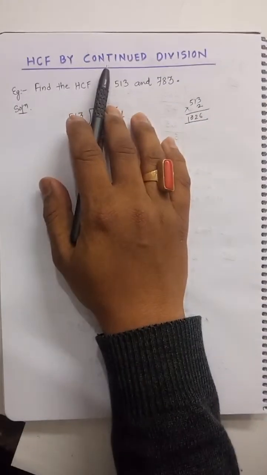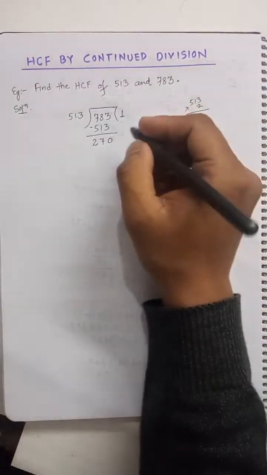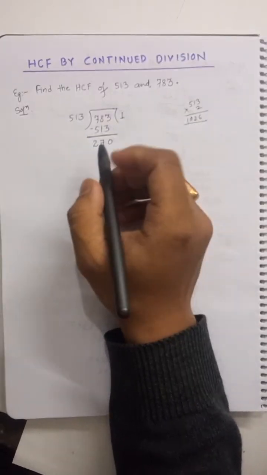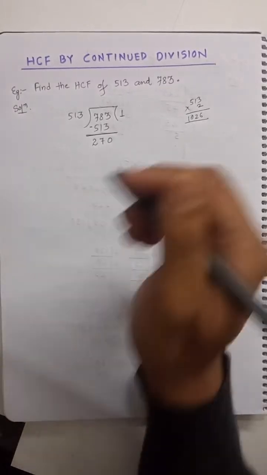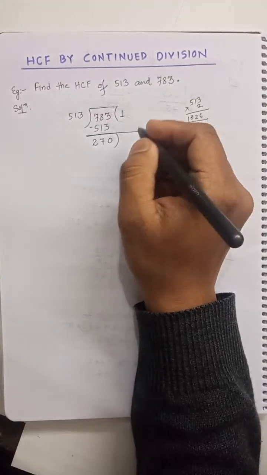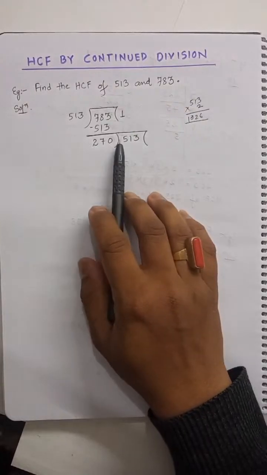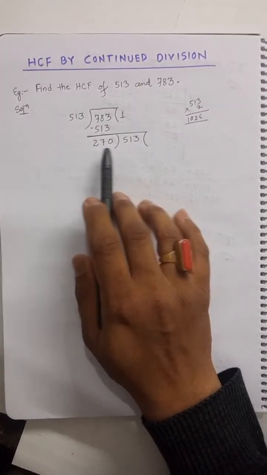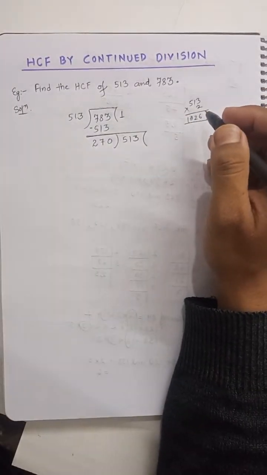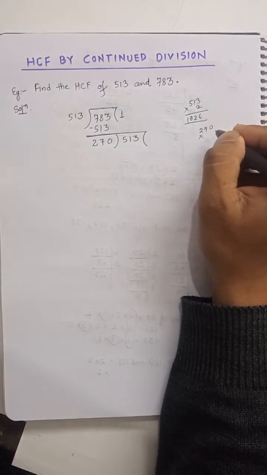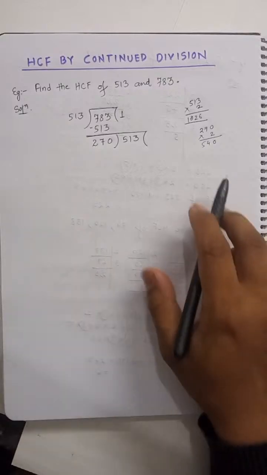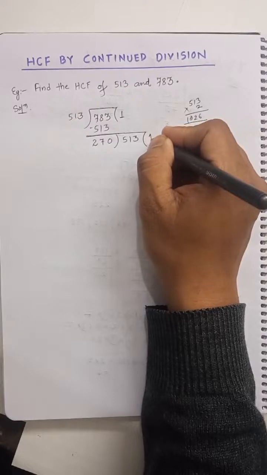But as the name is suggesting that we are going to continue our division, so what will happen at this stage? The remainder 270, listen carefully, will become our new divisor, and the previous divisor becomes our new dividend. So this is 513. Did you see the previous divisor now became the dividend and the remainder became the divisor? So 270 into 1 is obviously 270. What is 270 into 2? Just check it. 540. So we have to take 270 into 1, which is 270.